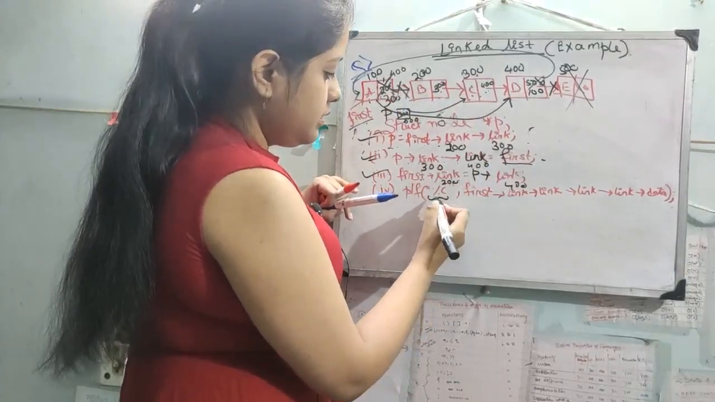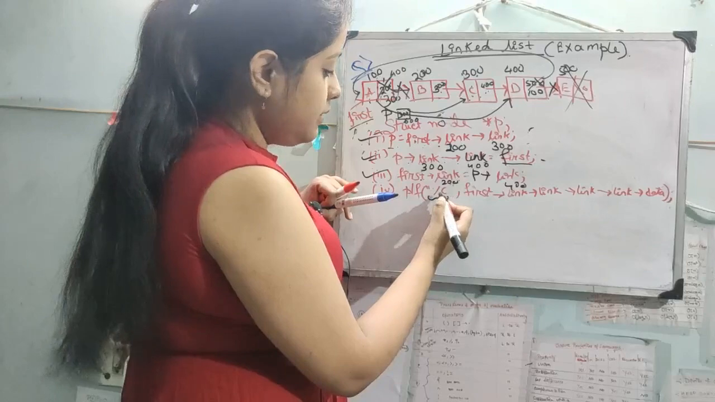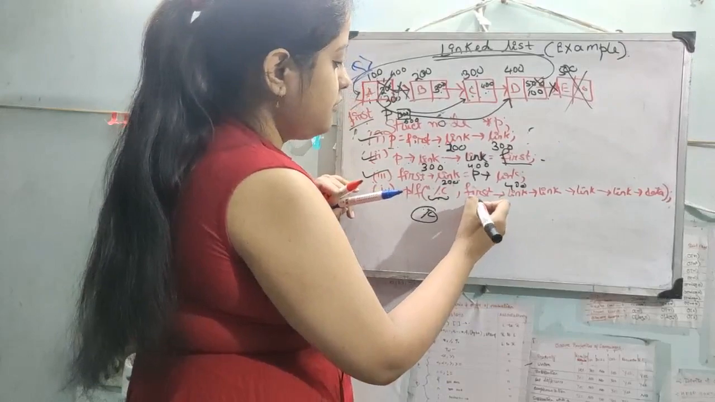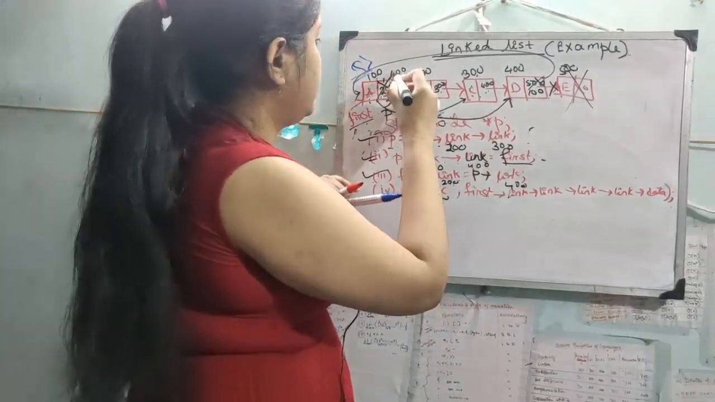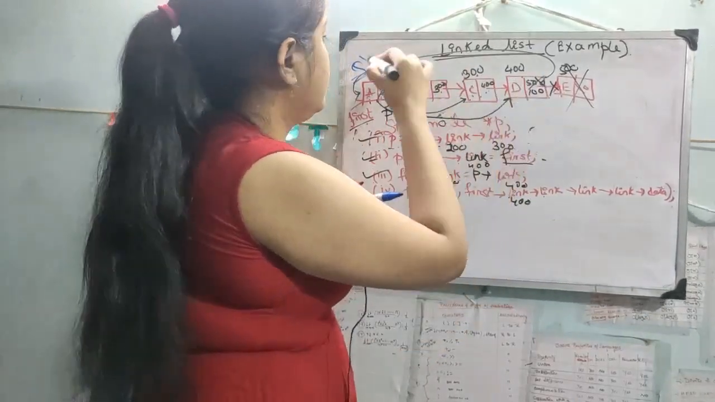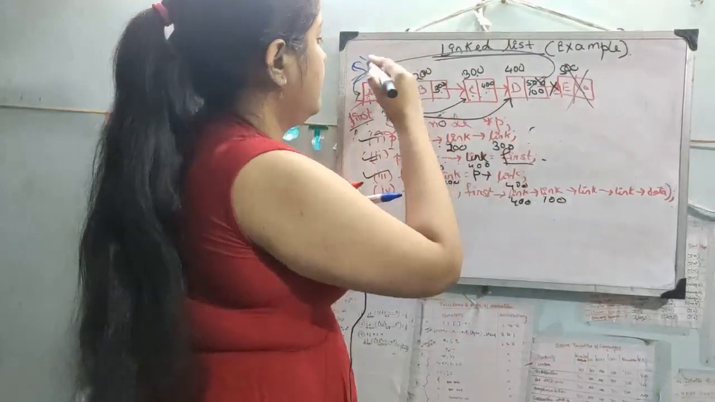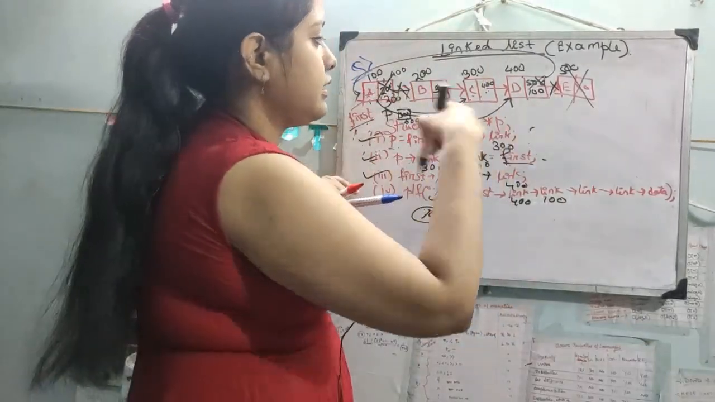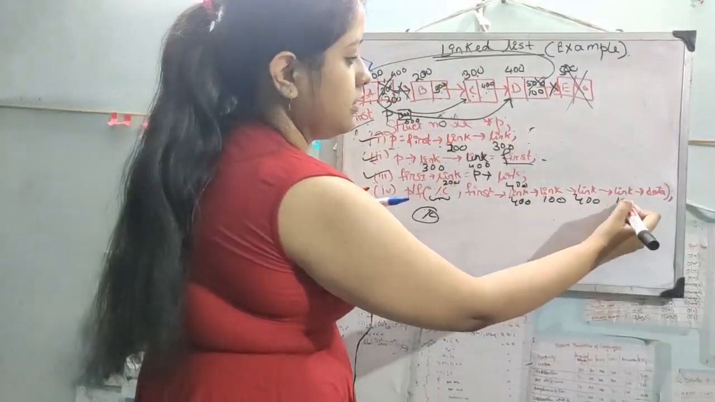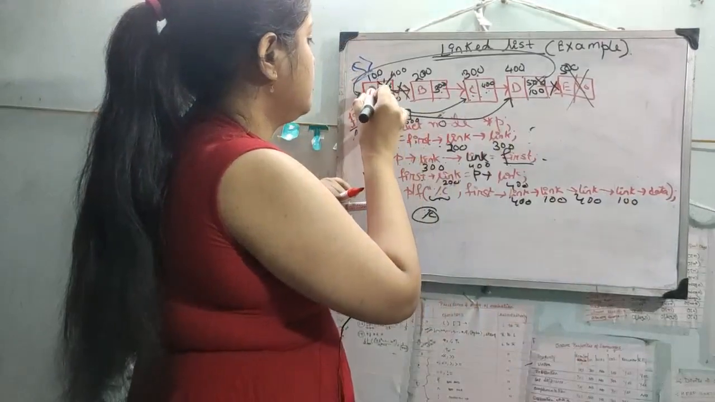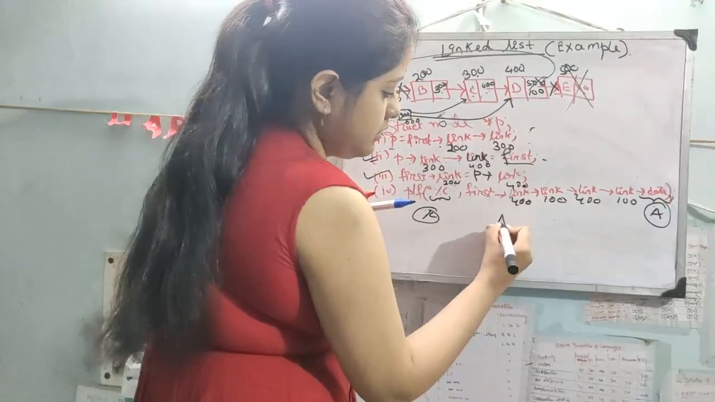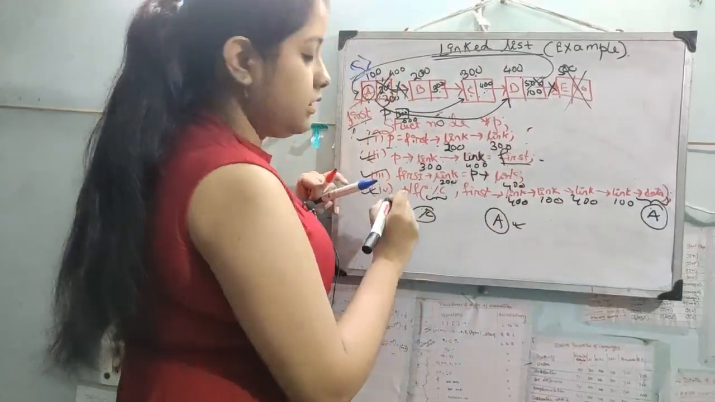Now printf star, not star, percent c means a character will be printed. First arrow link means 400. Here it is going to 400. Then arrow link again it is going to 100. Then again arrow link, it's like a circular thing, 400. Then again 100. It is pointing, and now next is our data. A will be printed. So this is our output.